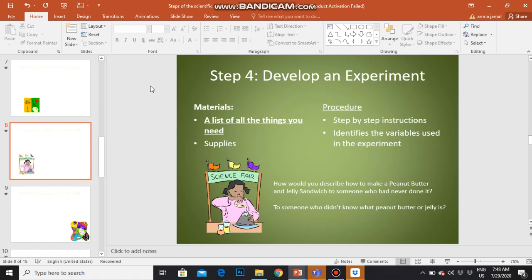Step 4, develop an experiment. Now, in fact, we do need to develop an experiment. Developing an experiment means materials, a list of all the things you need, supplies. Then procedure, step-by-step instructions, and identifying the variables in the experiment. So how would you describe how to make a peanut butter and jelly sandwich to someone who had never done it, to someone who didn't know what peanut butter or jelly is?